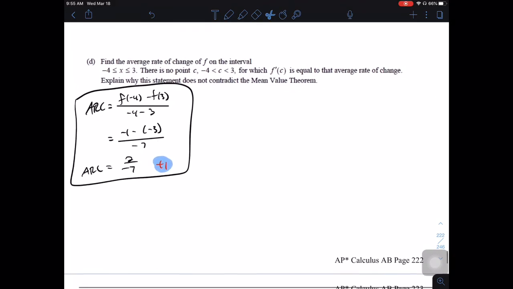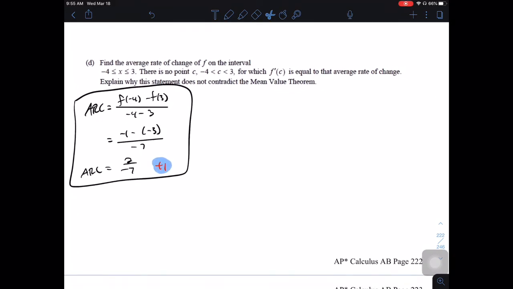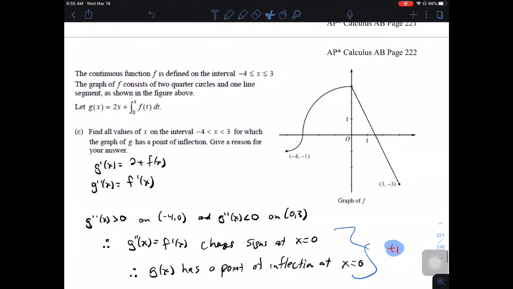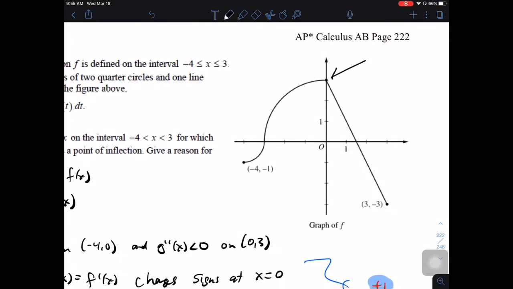Second part of the question. There is no point c from negative 4 to 3 non-inclusive for which f prime is equal to the average rate of change. Explain why this statement does not contradict the mean value theorem. Let's look at the graph. Well, here's a reason. The graph is not differentiable at x equals 0, and for that matter, it's not differentiable at x equals negative 3, because here we'd have a vertical tangent, and here we have a cusp.